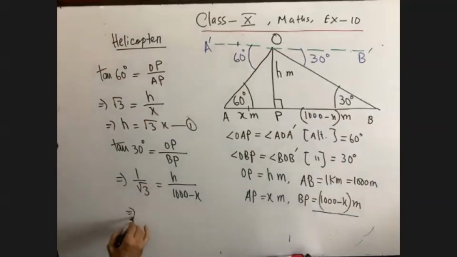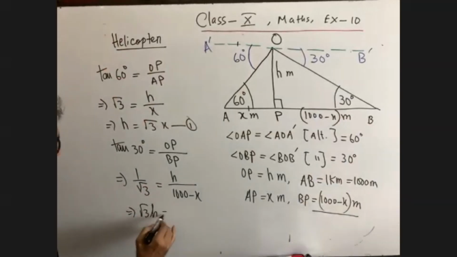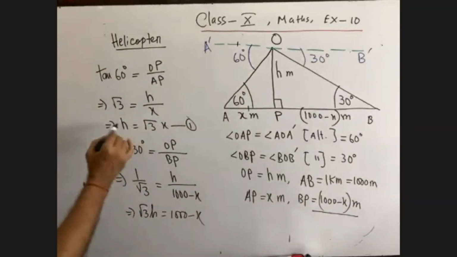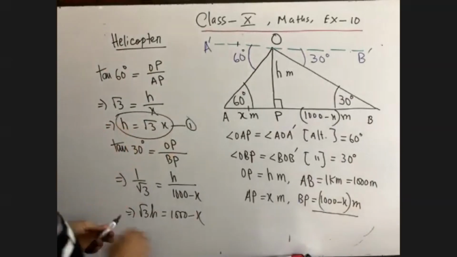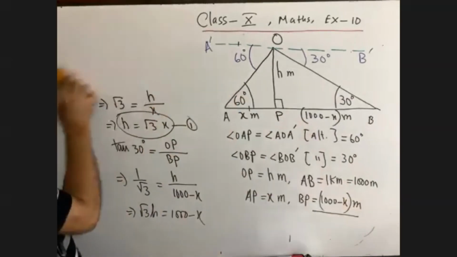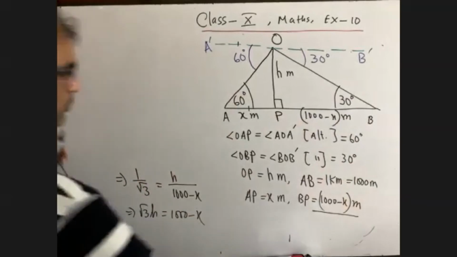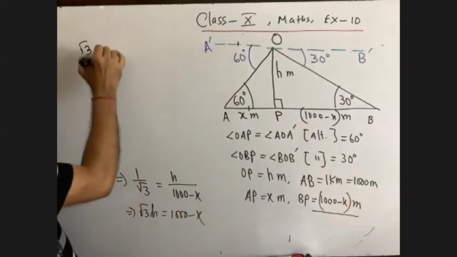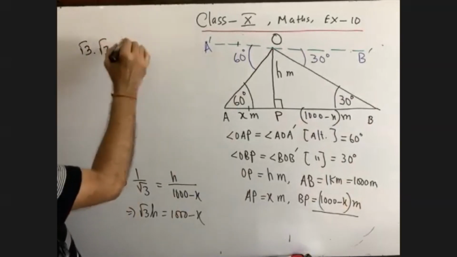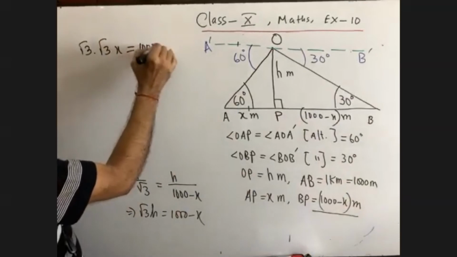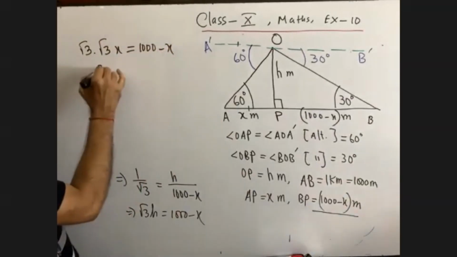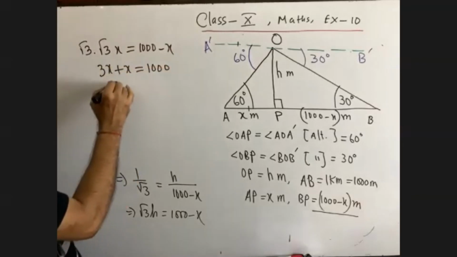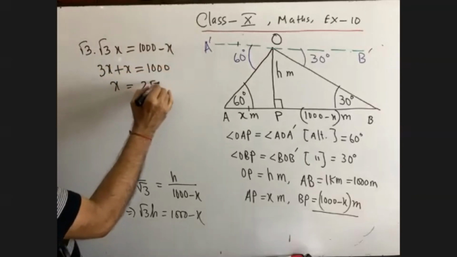So like the previous math, root over 3x is equal to 1000 minus X. Now from equation 1, you put the value here. Root over 3x is equal to 1000 minus x. That is, 3x plus x is equal to 1000, and x equals 250.